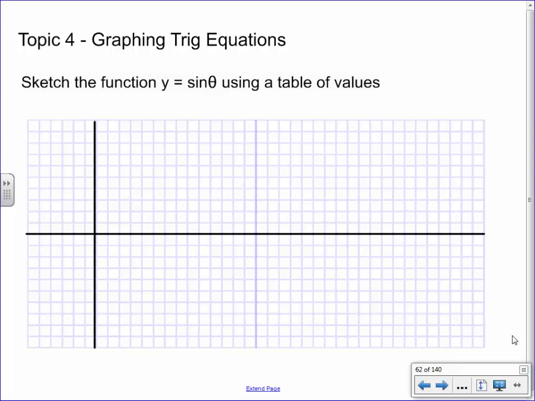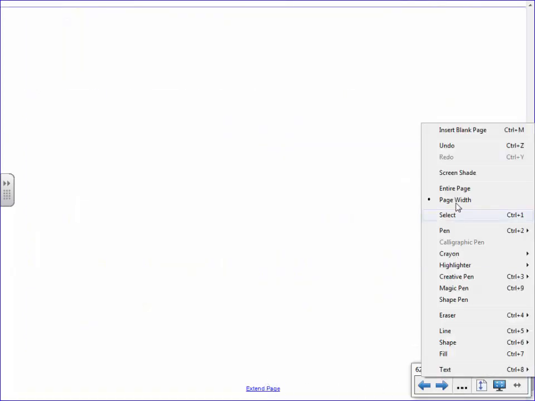So I want you to find me the sine of 0, the sine of 30, the sine of 60, 90, 120, 150, 180, 210. Does that make sense? So just take your calculator, type in what that is, and I'm going to make a table of values here. So everybody's only done one.